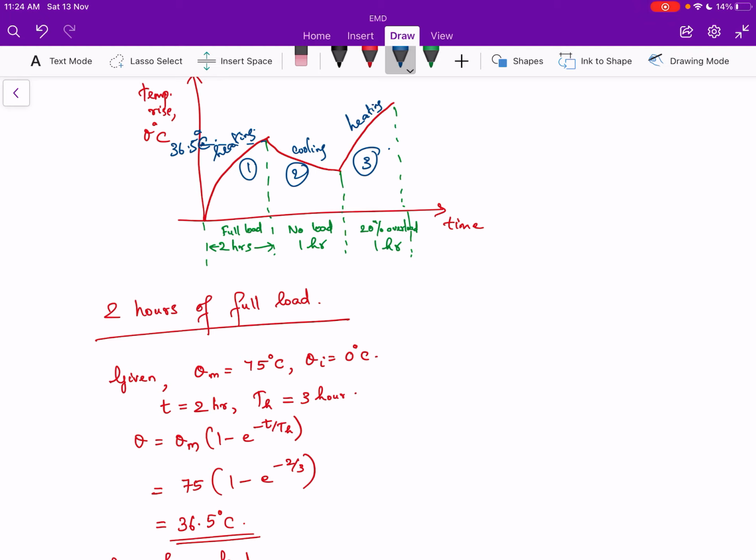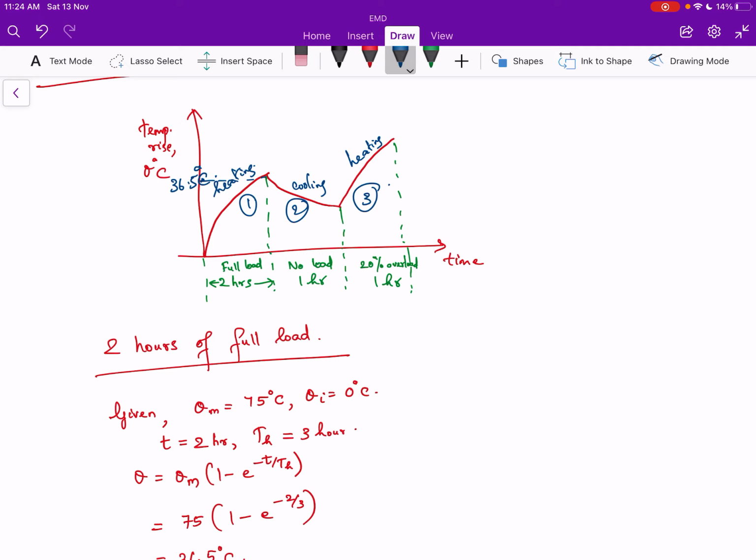So that will be equal to θm into (1 minus e raised to minus t by TH). So θm is 75, t is 2 and TH is 3. On substituting, we'll get the temperature rise at the end of 2 hours as 36.5 degrees Celsius. So that is written over here. That is, at the end of 2 hours, the temperature rise will be 36.5 degrees Celsius.